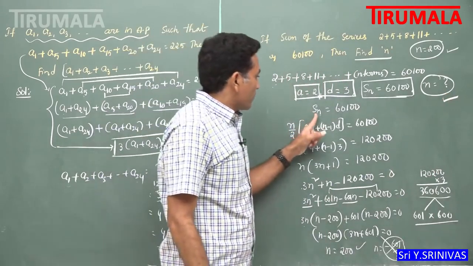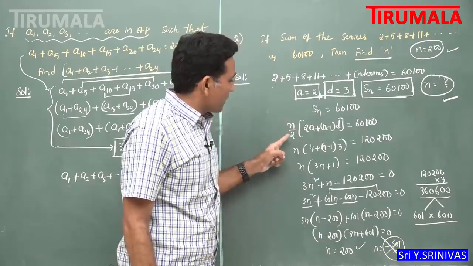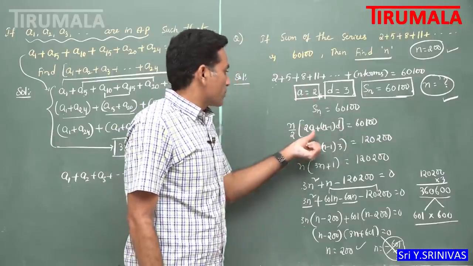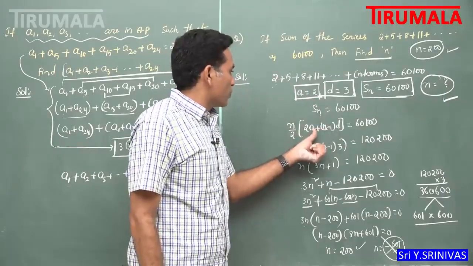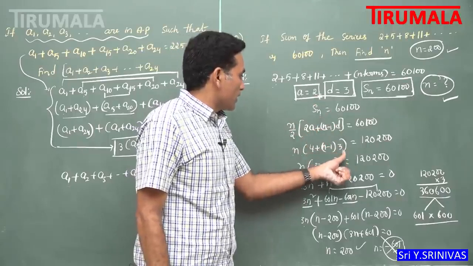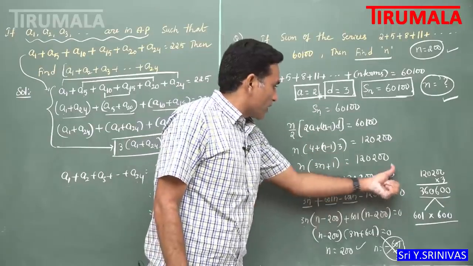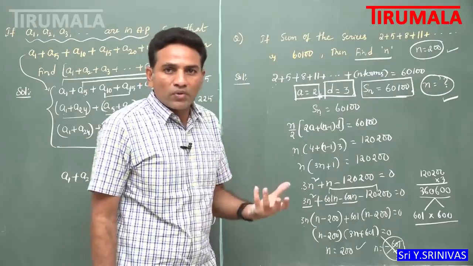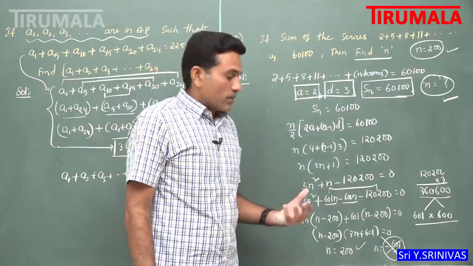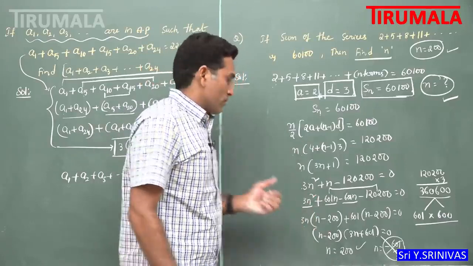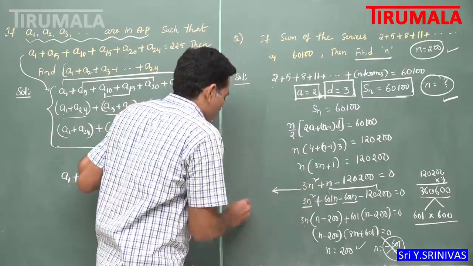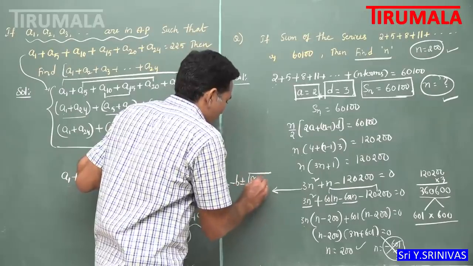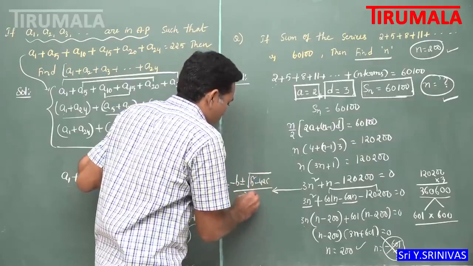From this, we use the formula Sn is n by 2 into (2a plus (n minus 1) into d). We substitute suitable values: a is 2, 2 twos are 4, d is 3. After simplification, we get a quadratic equation. Sometimes we are not able to factorize, so we use the direct formula to solve the roots of the quadratic equation: n is equal to minus b plus or minus root over b square minus 4ac, by 2a.